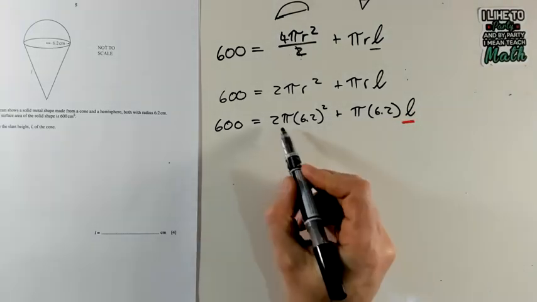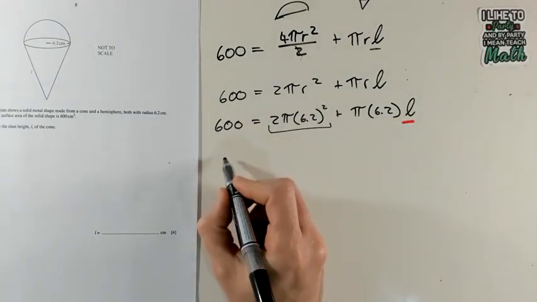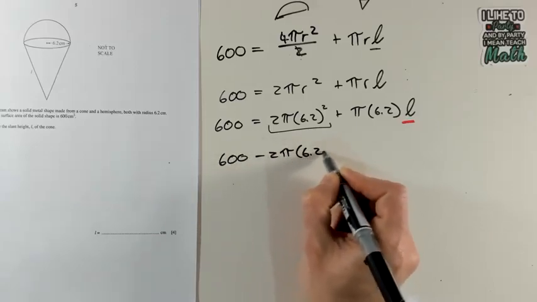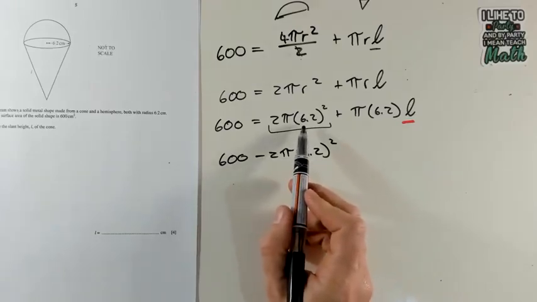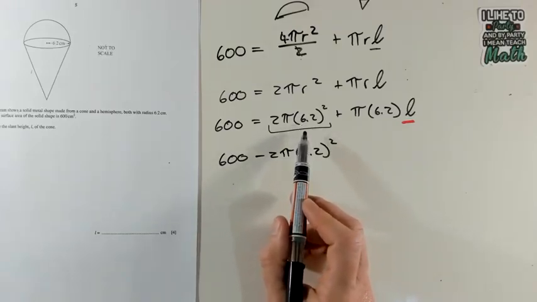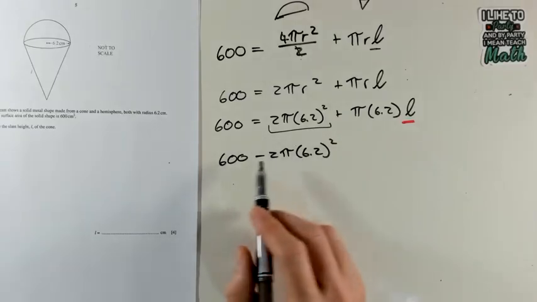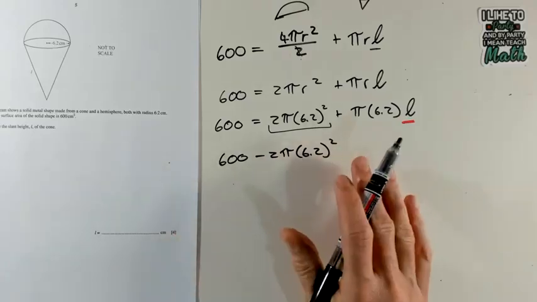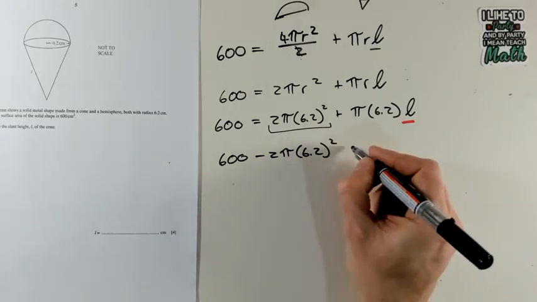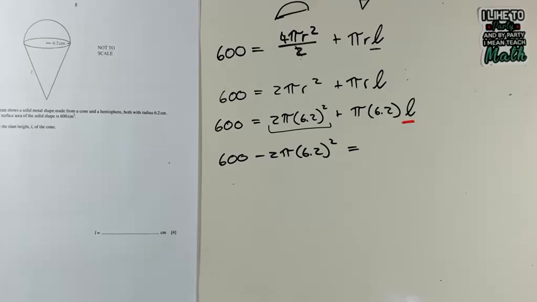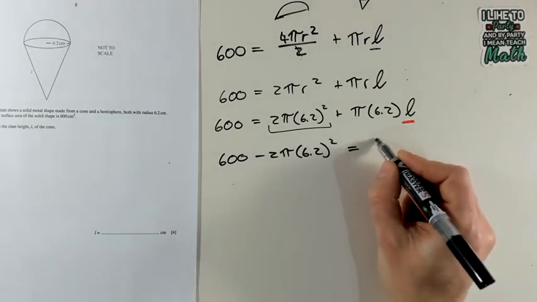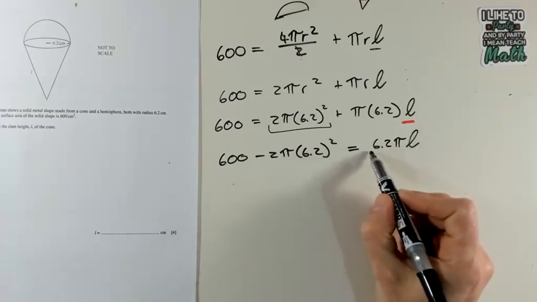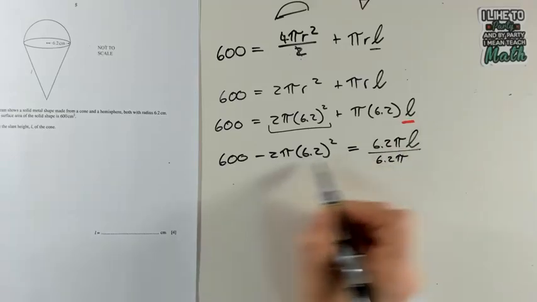So to rearrange this, I'm going to take this whole term over. I'm going to subtract it on both sides. So I'm going to do 600 minus 2 pi times 6.2 squared. I don't want to work this out as a number from the start, because it's easy then to lose some digits along the way. So I'm going to try and just rearrange. I know it looks a little bit messy, but I'd rather put this one thing in the calculator at the end, because then I know I'm not going to make any decimal mistakes. This part is just going to be 6.2 pi times L. And I'm going to divide by 6.2 pi to get that out of the way.